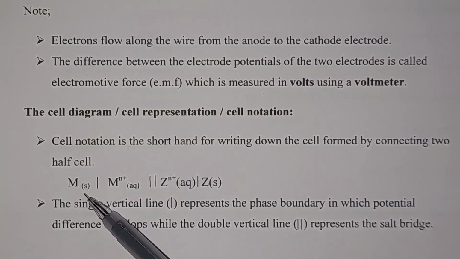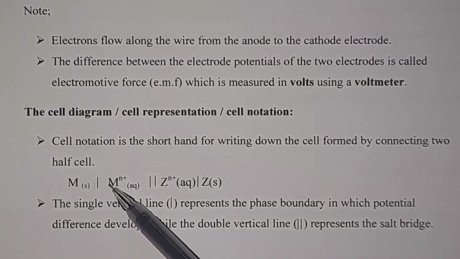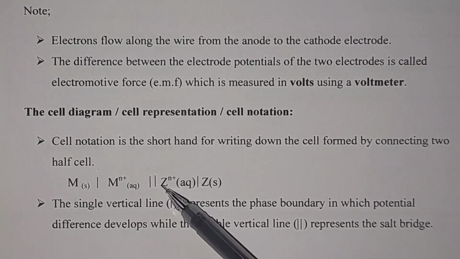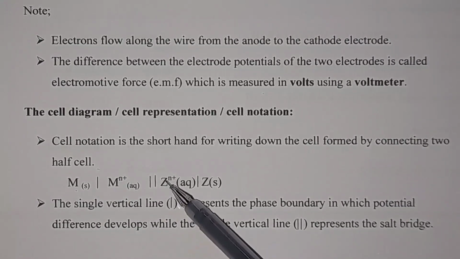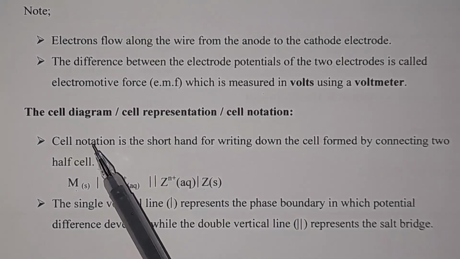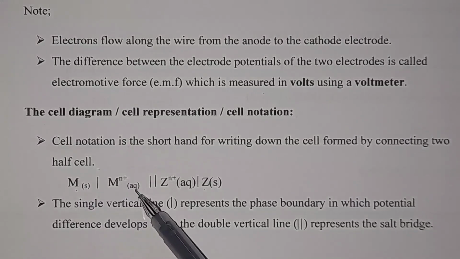We have M solid. This vertical line is the phase boundary. We have a solution of M ions. We have a double vertical line, which represents the salt bridge. And here we have a solution of zinc ions. Then we have a phase boundary, that means a single line, and then the metal Z. When writing cell notation, the more reactive metal is placed on the left hand side. So M is the rod or the solid of that more reactive metal, and the M n plus solution will be the ions of the more reactive metal.